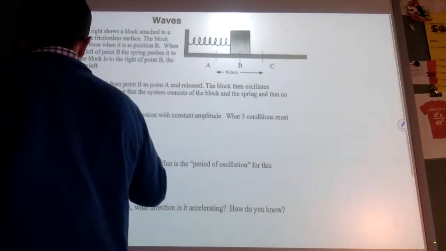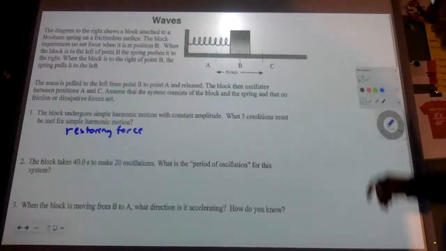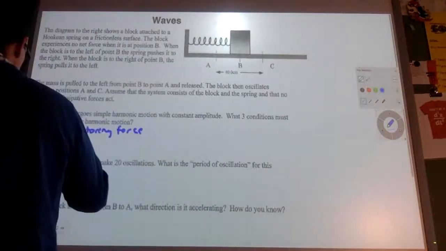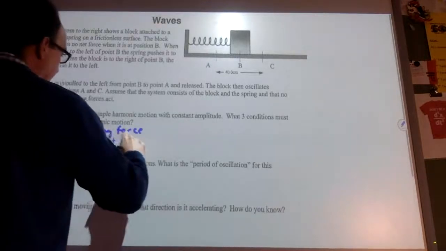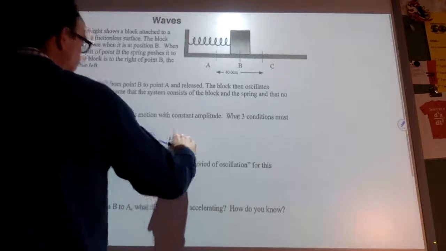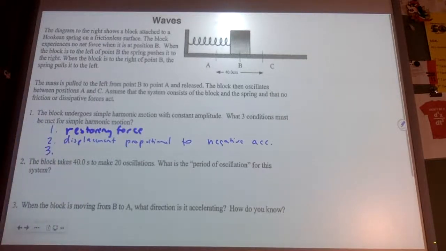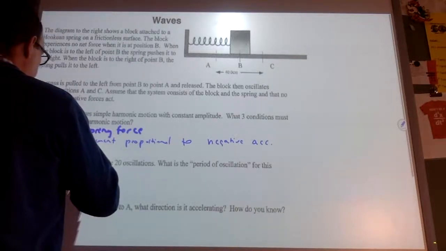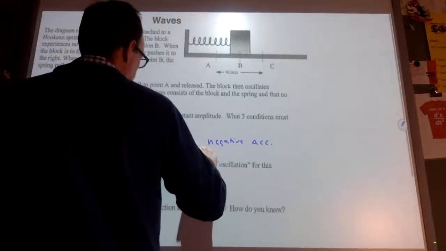You must have a restoring force. You need to have a displacement that is proportional to a negative acceleration. And we have to have a sinusoidal function of position.